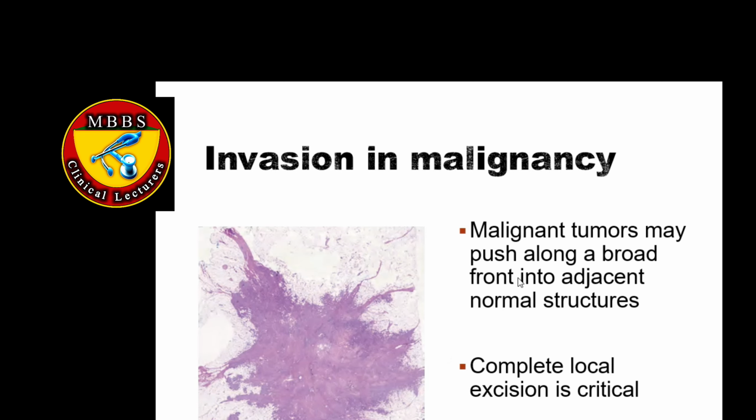They push along a broad front into adjacent normal tissues. Now imagine that a surgeon is removing this tumor. Sometimes, since it's not encapsulated, the surgeon has to take out a bigger chunk. And even if he or she takes out the bigger chunk, some of the tissue from this corner remains behind. And when the tumor, especially a malignant tumor, remains behind, it recurs, it metastasizes, it can invade, it can grow on and on. So surgery in malignancy is very, very critical.